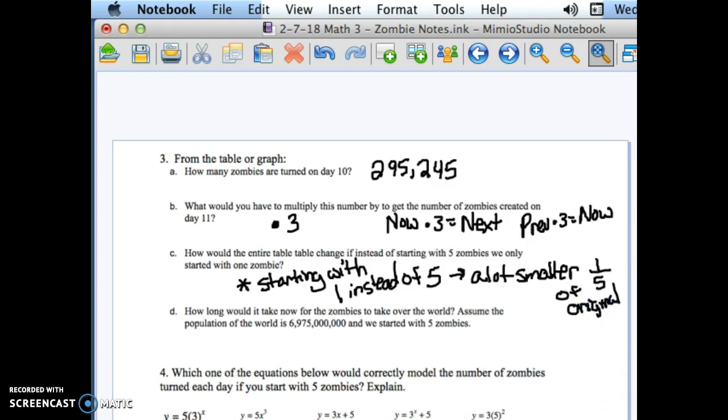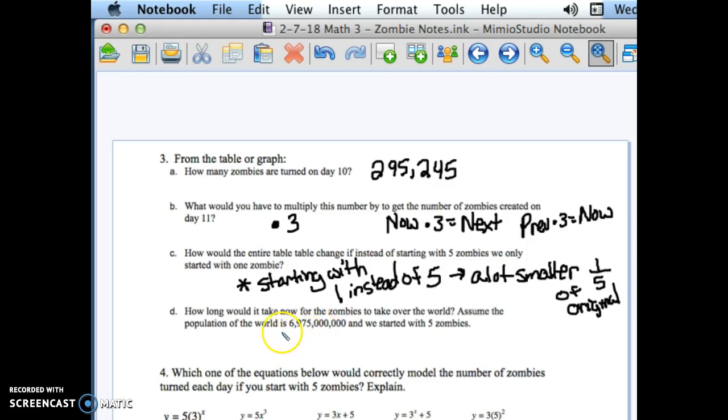Now, how many of us figured out how many days it would take for us to overtake the world? I put 20 days. I got 15. I don't know where I did it. We got lost after like the 12th one. What number is that? Who can read that number for me? 6,975,000.